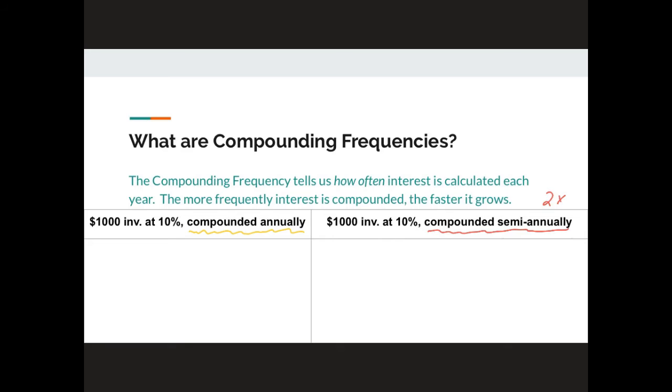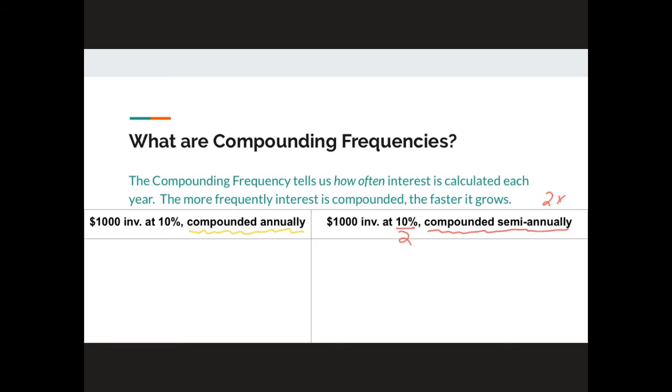What we're going to do is that 10% of interest is going to be divided by 2, which will give us 5%. And we apply 5% of interest halfway through the year, and another 5% of interest at the end of the year. Now, I'm going to work through an example just to show that compounding something more often gives you more interest.